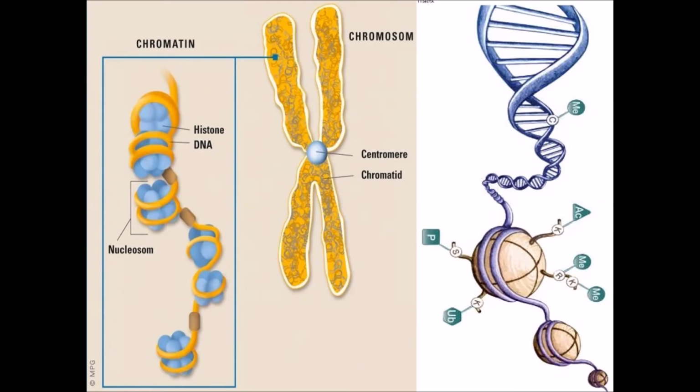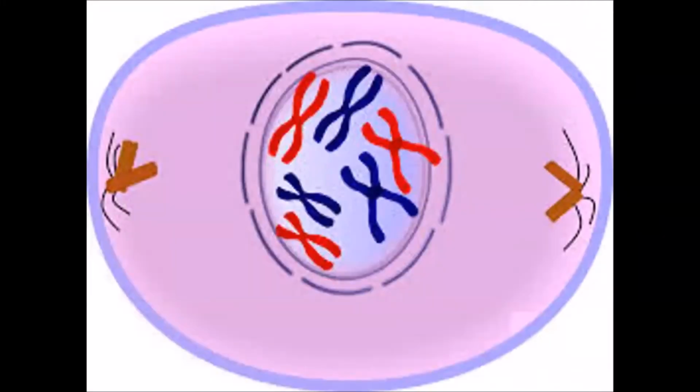The next stage is prophase. Prophase is recognizable because the chromosomes become visible as the classic cross shape we recognize.